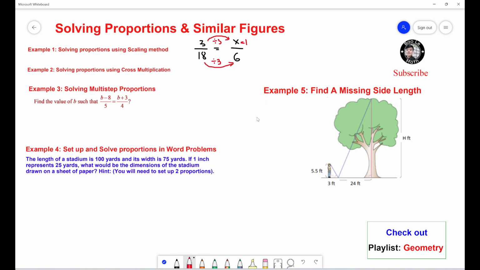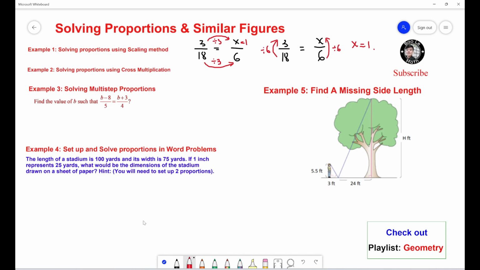Now we have a second way to do this one. 3 over 18 equals s over 6. Now look at the left one. We did this one horizontally. Now we do this one vertically. So in order to get 3 from 18, we divide by 6. Now we do the same thing on the right hand side. Divide by 6. So 6 divided by 6, s equals 1.